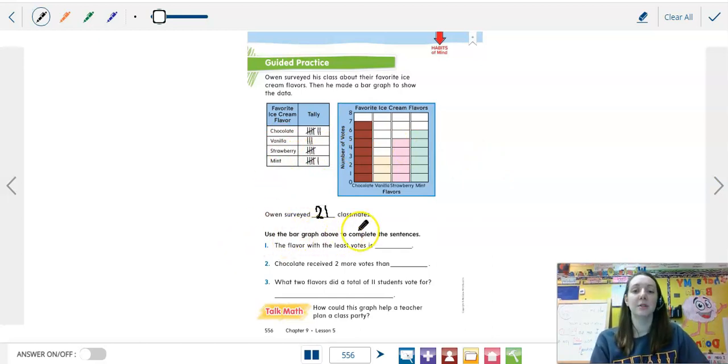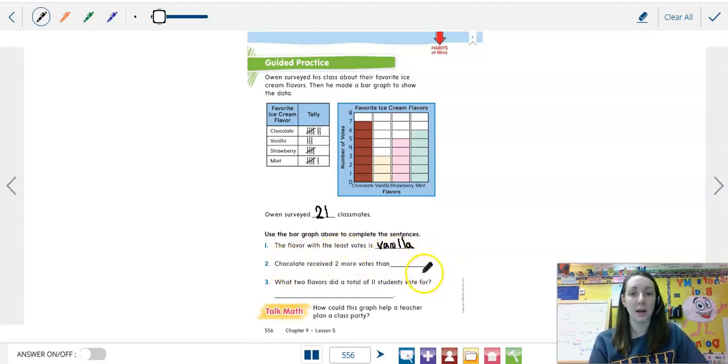And they want us to use the bar graph above to answer the questions about it, like fill in the sentences. So the flavor with the least votes is what? Which one of these has the least amount of votes? Well, I can very quickly see that vanilla has the shortest bar, so I know that it got the least amount of votes. Okay? Then it says chocolate received 2 more votes than what?